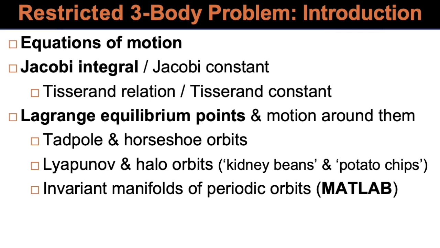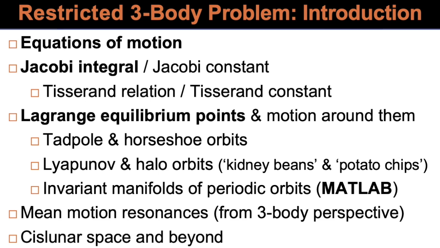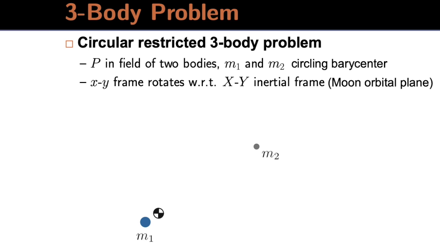This is when we'll do a little MATLAB script. Finally, at the end, I'll say a little bit about mean motion resonances and the chaos related to them and navigating around mean motion resonances from the 3-body perspective, and also how cislunar space is basically connected to heliocentric space.